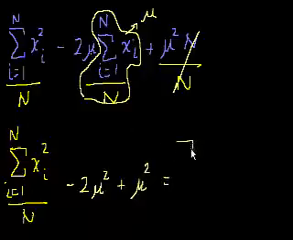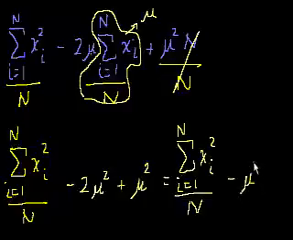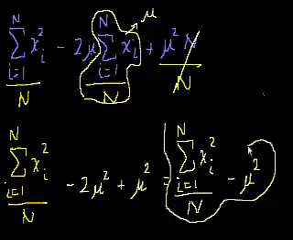So the sum from i equals 1 to n of x sub i squared over n. And then you see we have minus 2 mu squared plus mu squared. Well, that's the same thing as minus mu squared, right? Minus the mean squared. So this already we've kind of come up with a neat way of writing the variance, right?